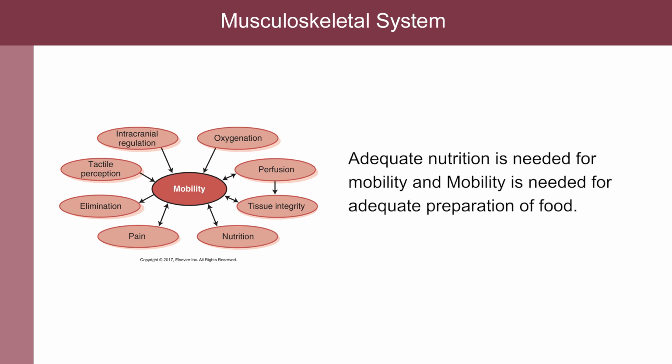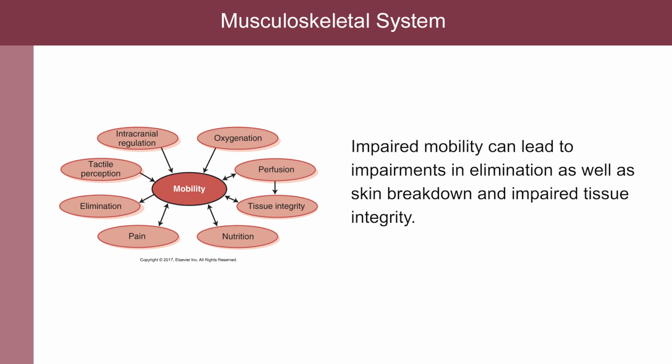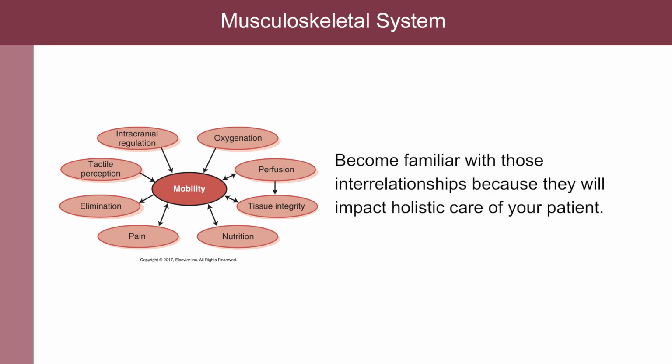Adequate nutrition is needed for mobility, and mobility is needed for adequate preparation of food. Impaired mobility can lead to impairments in elimination as well as skin breakdown and impaired tissue integrity. The whole point is to become familiar with those interrelationships because they will impact holistic care of your patient.